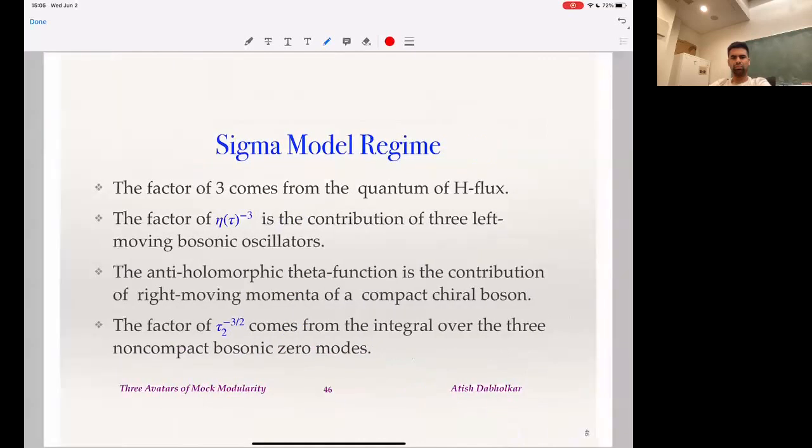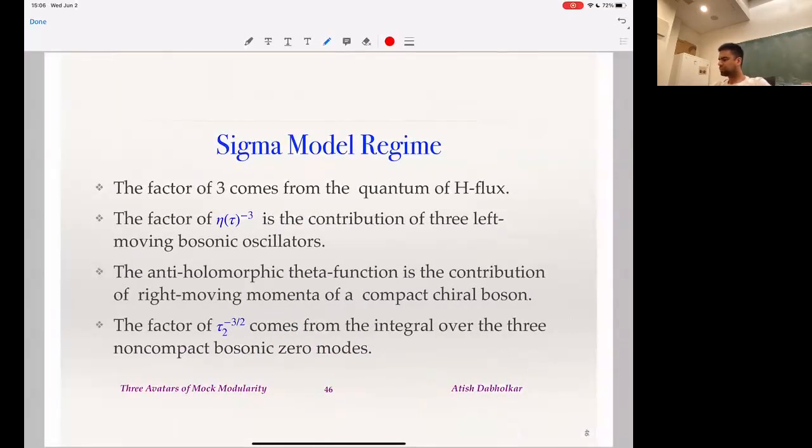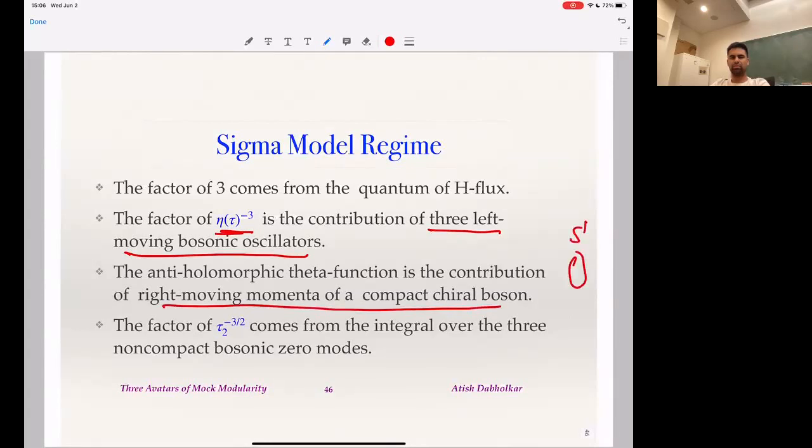And in the sigma model region, the eta tau to the -3 comes from the 3 left moving bosonic oscillators. Then the anti-holomorphic theta function is the contribution of the right moving momentum of a compact chiral boson. There is an S1 in the game whose radius is what you require to get that theta function. And then the tau2 to the -3/2 comes from the integral over the 3 non-compact bosonic zero modes. If you remember, when you calculate the partition function of a boson, for a single boson, you always get tau2 to the -1/2. So if you have 3 bosons, you get tau2 to the -3/2. So these factors are clearly something to do with the non-compact part of the theory.